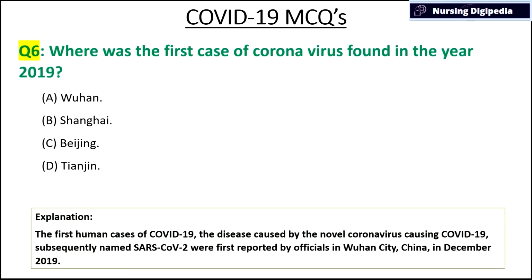Question 6. Where was the first case of coronavirus found in the year 2019? A. Wuhan, B. Shanghai, C. Beijing, D. Tianjin. And the answer is A. The first human cases of COVID-19, the disease caused by the novel coronavirus subsequently named SARS-CoV-2, were first reported by officials in Wuhan City, China in December 2019.